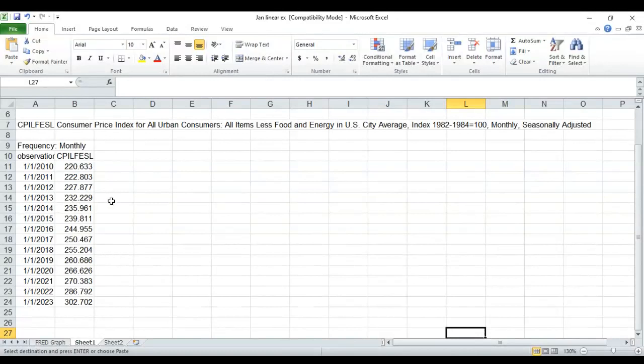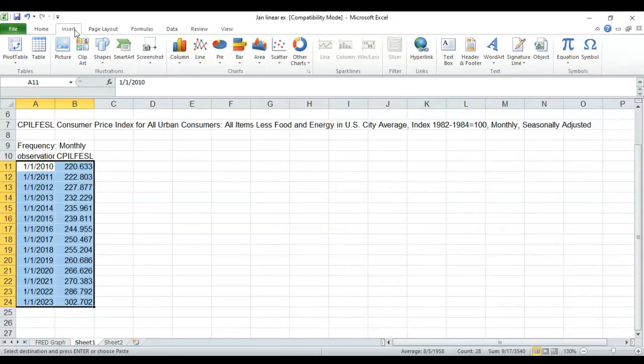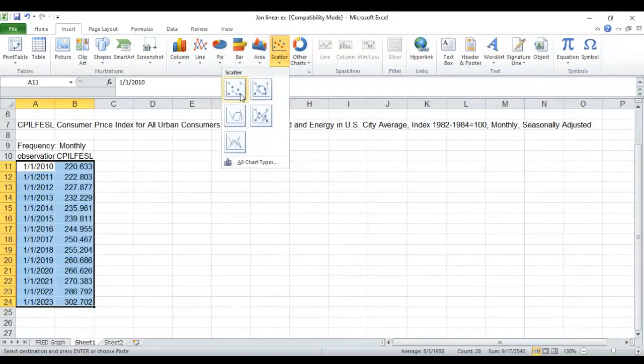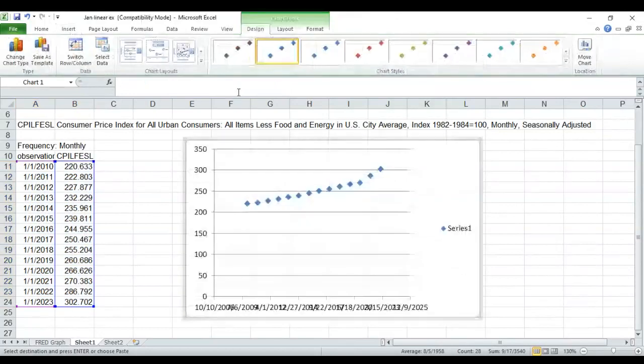Okay, now to do that, all you have to do is just like we did in week 1. Actually, we did this already in week 1. We did a scatter plot. So you select your data, and then you go up here to insert, and we just go over to scatter. So we want to do a scatter plot with a bunch of points, and we see a bunch of points with the dates.